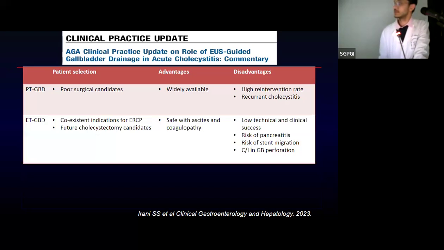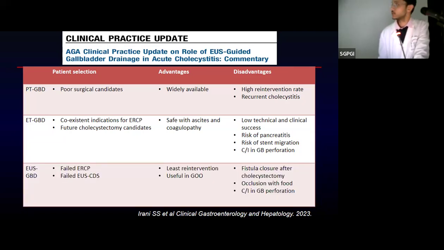Next is ERCP, or endoscopic transpapillary gallbladder drainage. This can be done in patients who have other coexistent indications for ERCP, for example those who have choledocholithiasis along with cholelithiasis and empyema, and who are future cholecystectomy candidates. The advantage is that this procedure is extremely safe in patients who have ascites and coagulopathy. The disadvantages are low technical and clinical success rates, risk of pancreatitis since we are going through the ampulla, risk of stent migration, and it being contraindicated in patients who have gallbladder perforation.